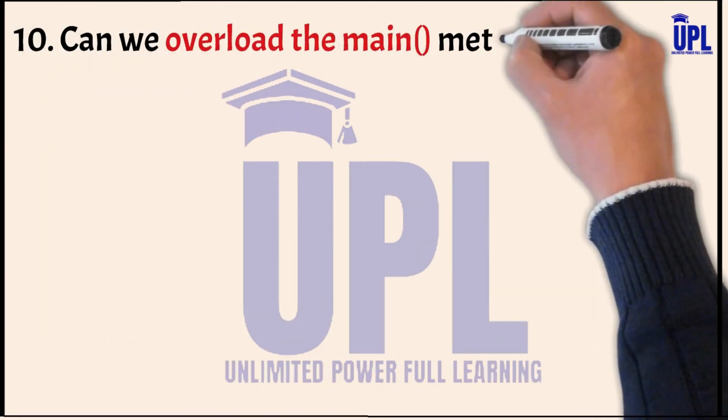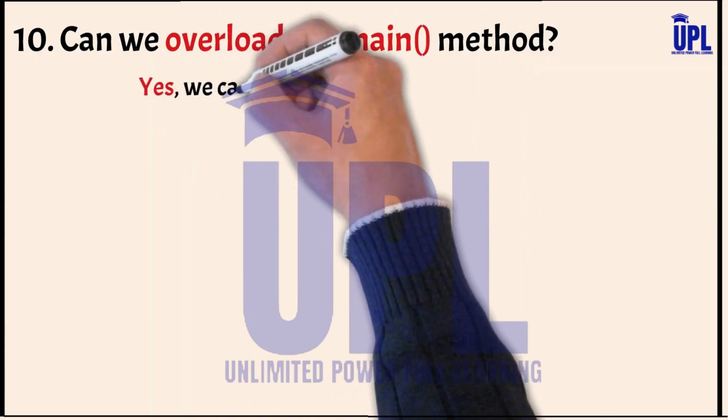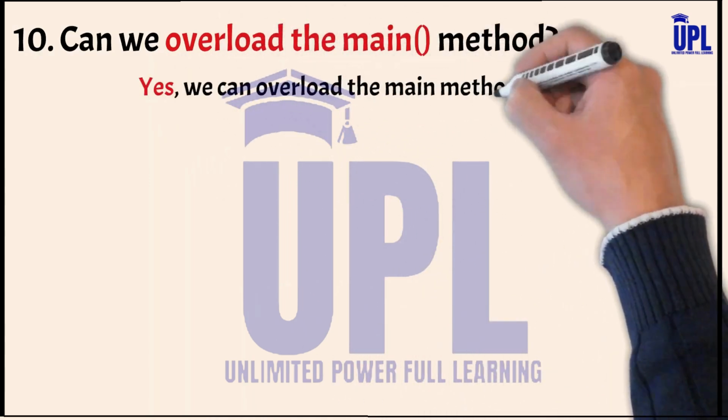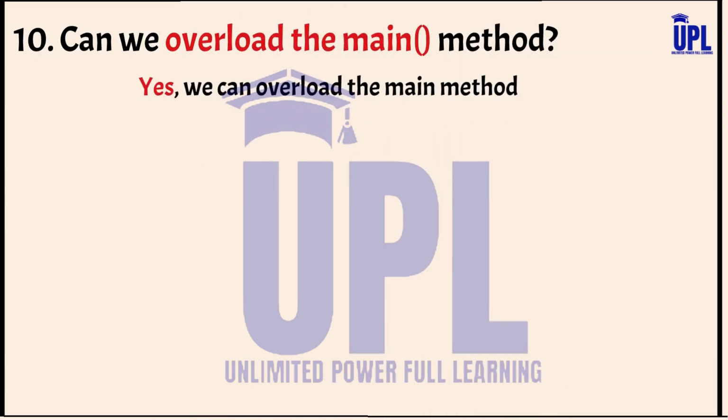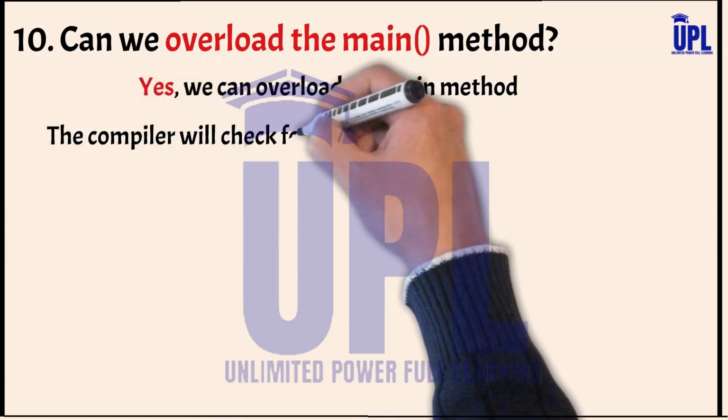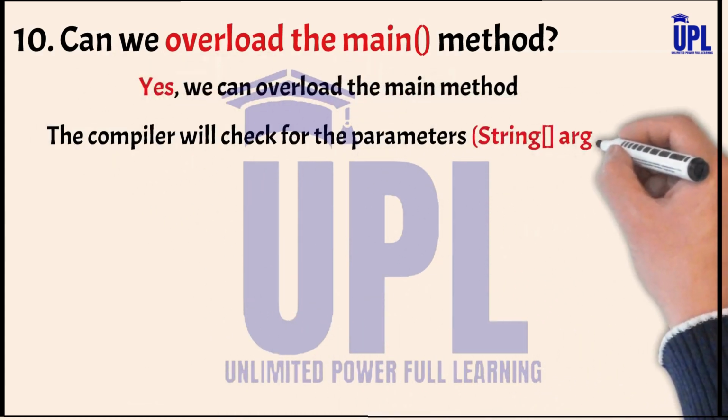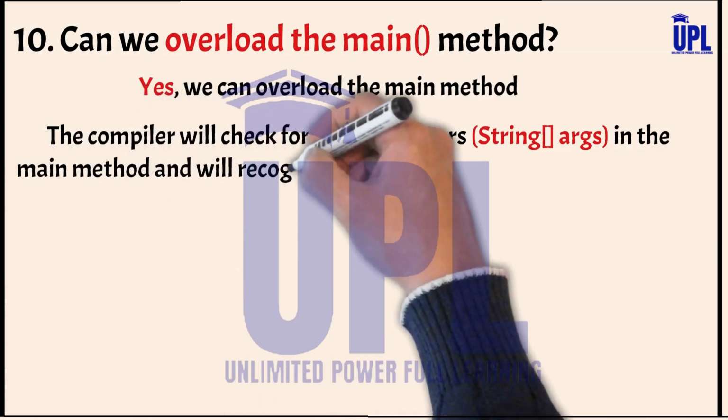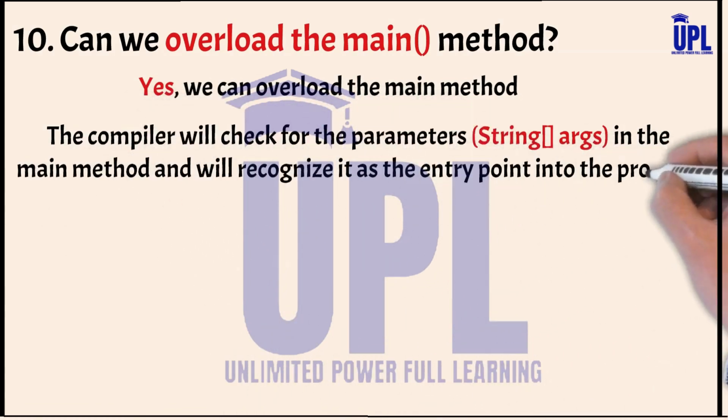Now, the next question is, can we overload the main method? Yes, we can overload the main method. We can have any number of main methods. Now the question arises, how does the compiler know which is the entry point into the program if there are multiple main methods? The compiler will check for the parameter, string args, in the main method and will recognize it as the entry point into the program.